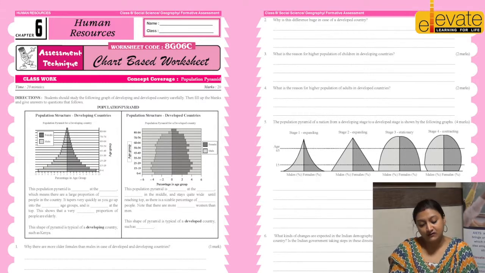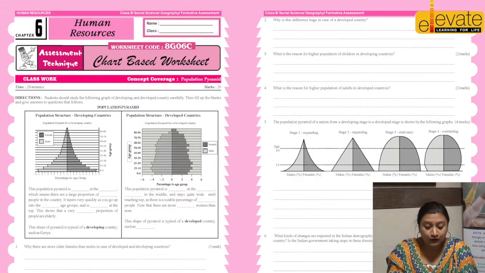After answering these questions, this beautiful model has been given a few stages which students will think about and analyze. Lastly, this worksheet also makes us think about India.